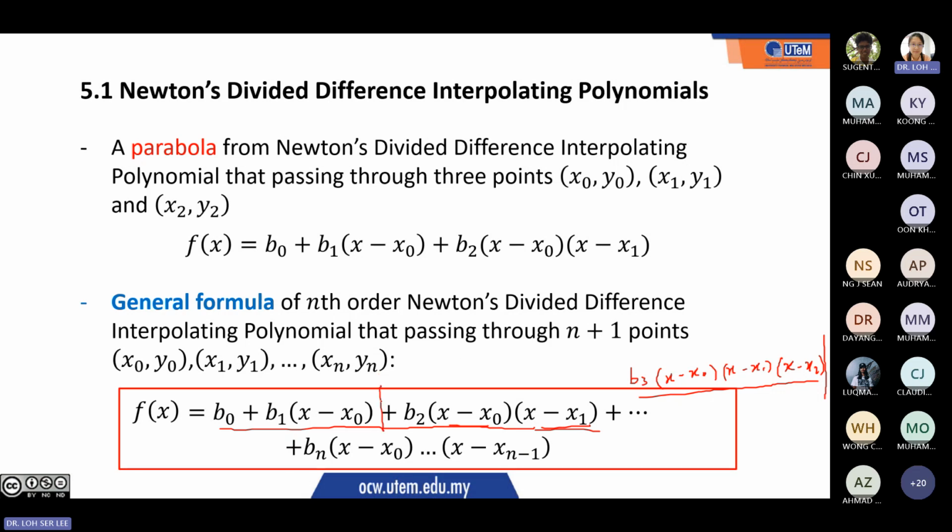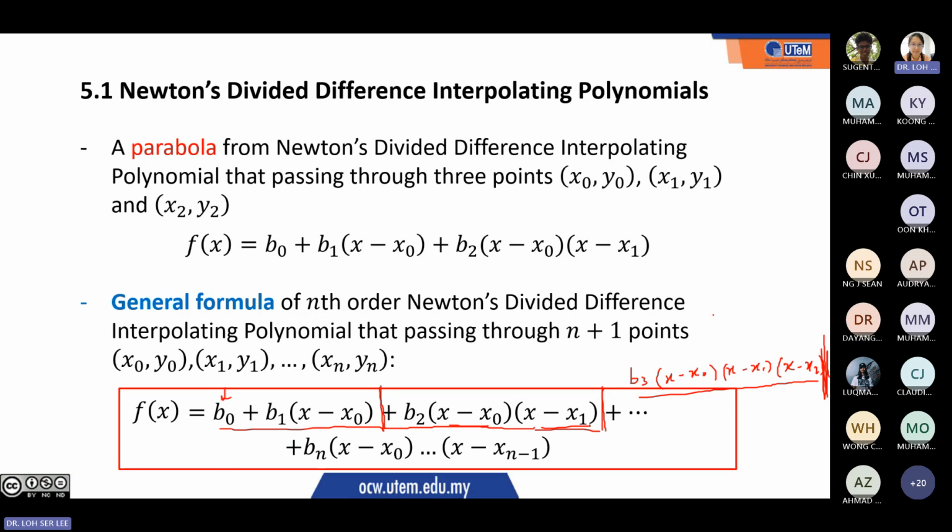So for a straight line, we just take up to here, starting from B0. But for the quadratic, you have to take up to here, starting from B0. If you want to find the cubic polynomial, you have to start from B0 all the way up to this B3. Okay, so this is the general formula. You have to know how to write out the general one.